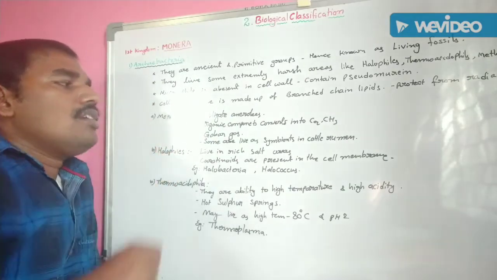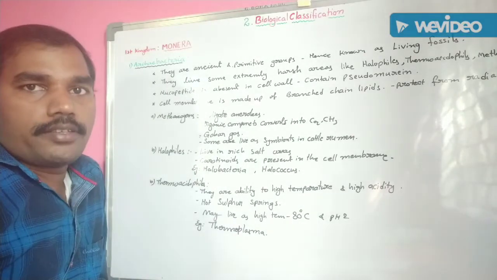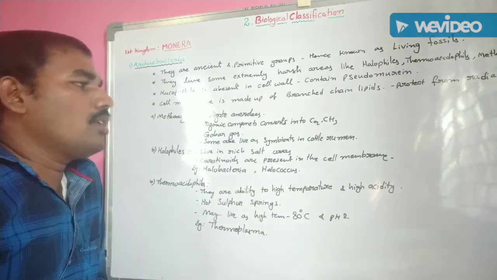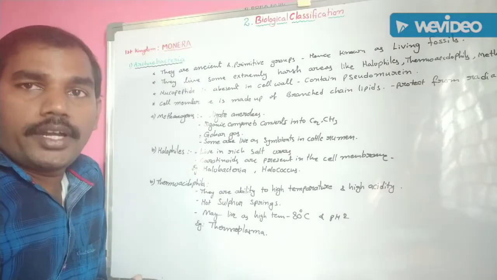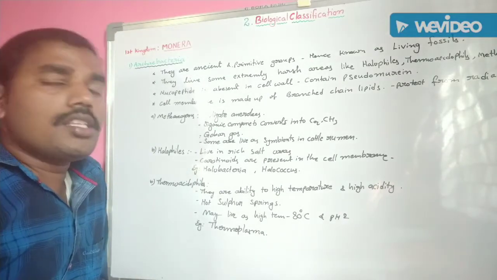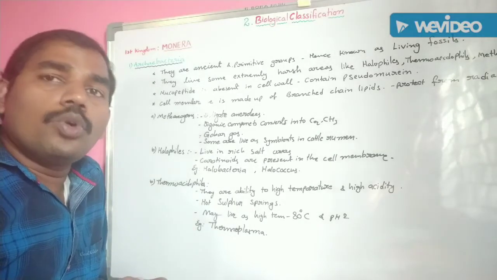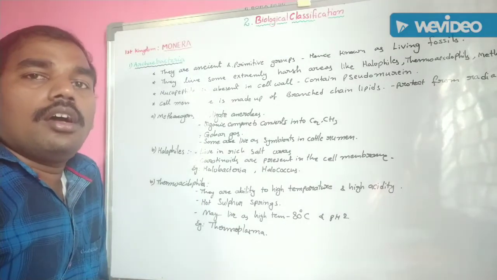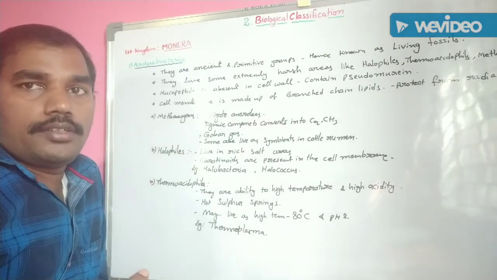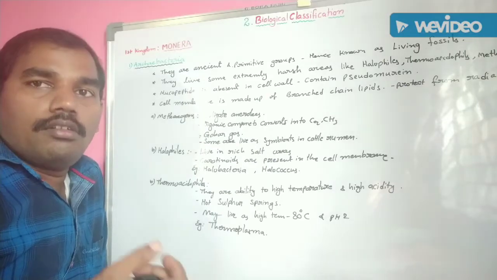Some archaebacteria are methanogens. These are the obligate anaerobic bacteria. The organic components are converted into carbon dioxide and methane. Methane gas is helpful for gobar gas preparation. It is helpful for cooking. It is highly used in village and urban areas for cooking.